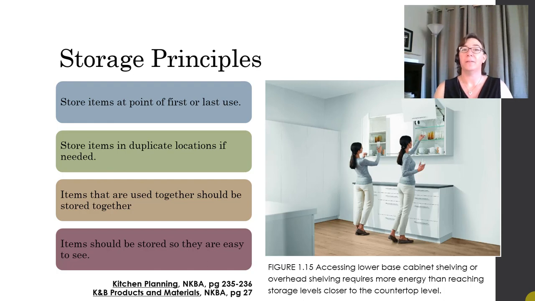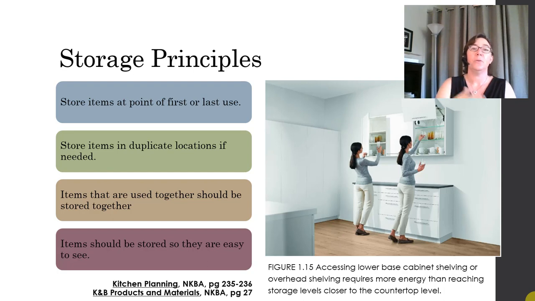Once we've categorized the items in our kitchen, then we want to take a close look at each one of them and find its correct home based on what we're calling the storage principles. So let's go through those now. The first storage principle is that you should store items at the point of first use or last use. So wherever you're going to take it out of, and you'll use it right there, or maybe when you're done, put it back right where it goes.